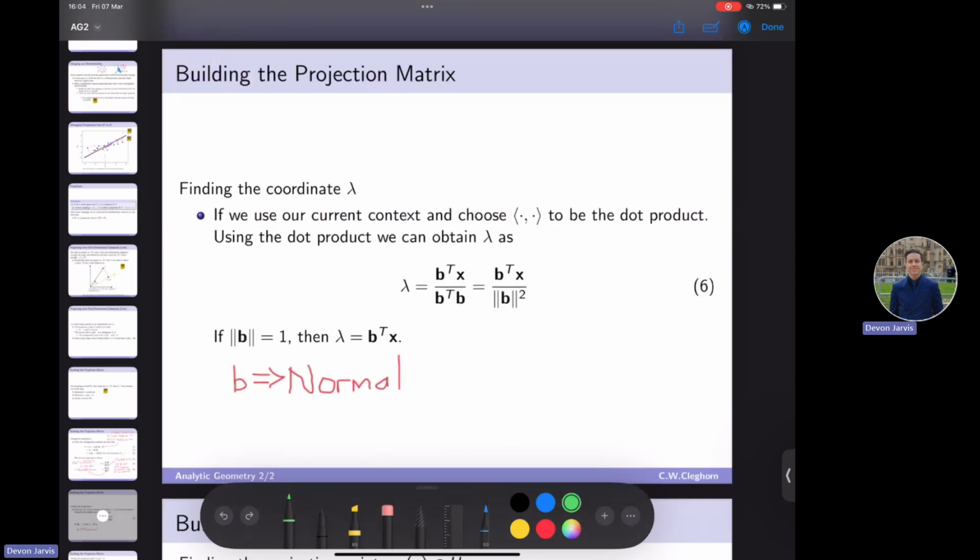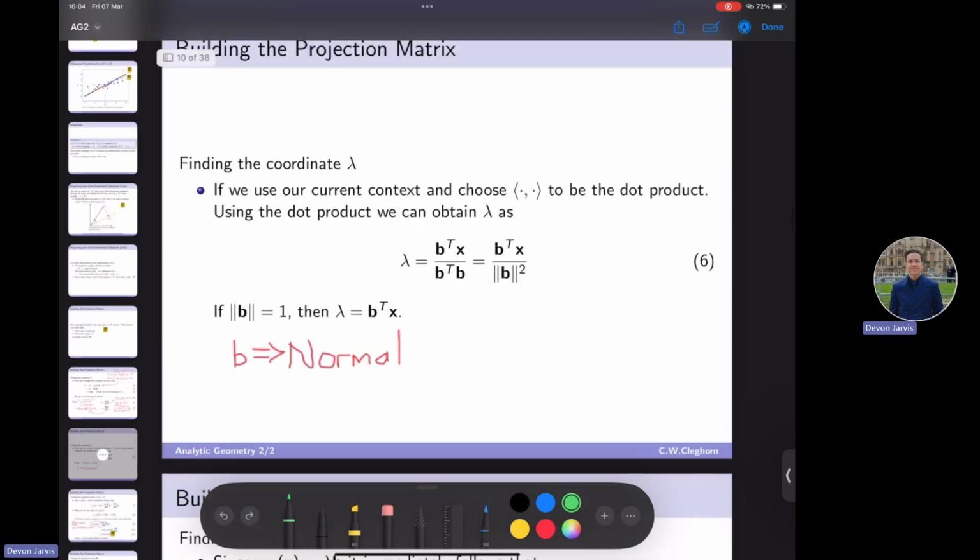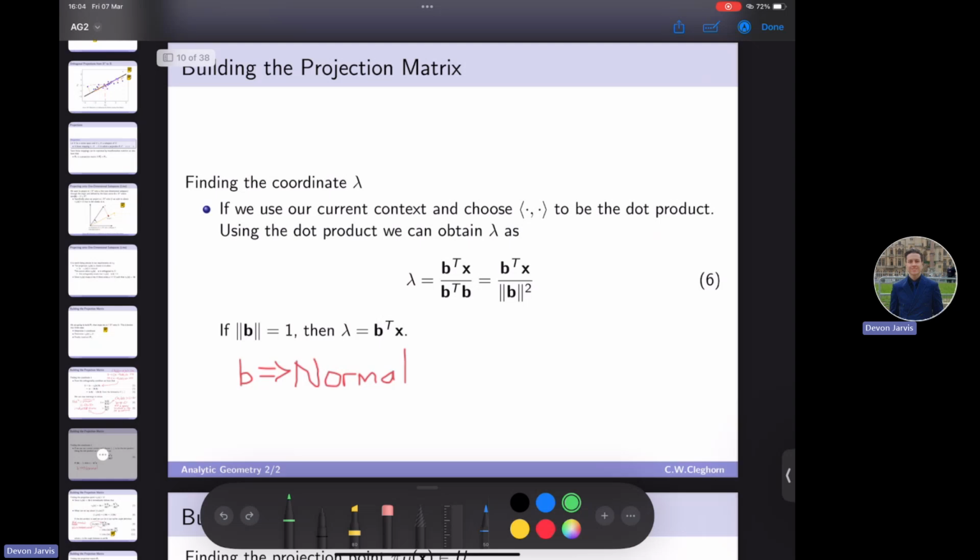All right? So if you use your current context and choose the inner product to be the dot product, then you know that this x for the dot product is now b transposed x. Okay, so we're substituting that in the top there. If your basis vector is unit norm, then this gets really easy because all you're doing now is just multiplying your basis by x. Okay. So that's the first step. That's all you ever have to do. Solve for the coordinate. We now know what the coordinate is for our data point after the projection.